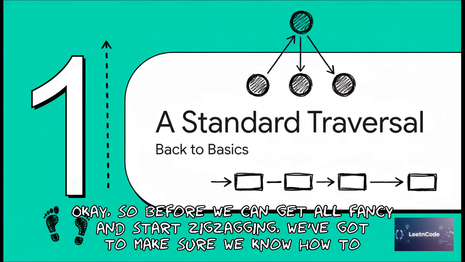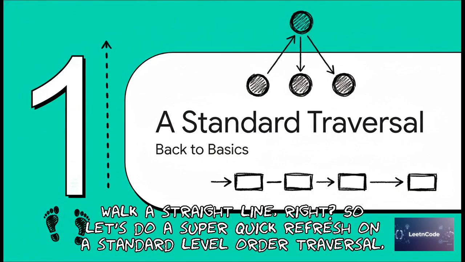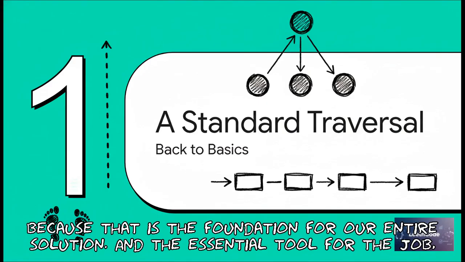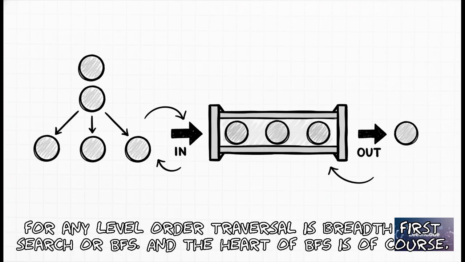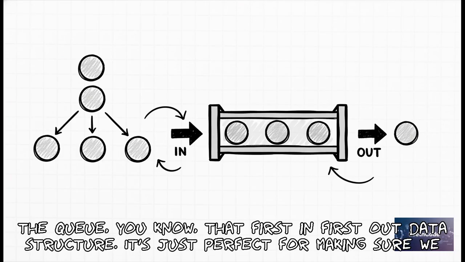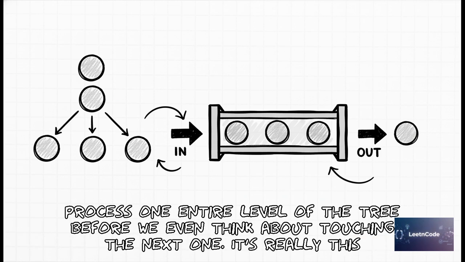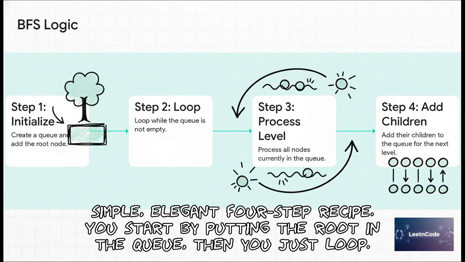Okay, so before we can get all fancy and start zigzagging, we've got to make sure we know how to walk a straight line, right? So let's do a super quick refresh on a standard level order traversal, because that is the foundation for our entire solution. And the essential tool for the job, for any level order traversal, is breadth first search, or BFS. And the heart of BFS is, of course, the queue. You know, that first in, first out data structure. It's just perfect for making sure we process one entire level of the tree before we even think about touching the next one.